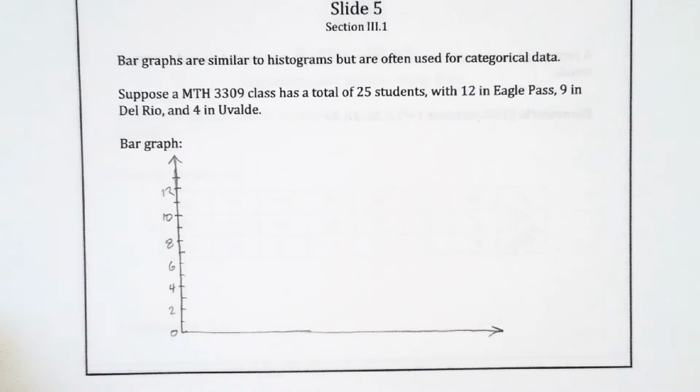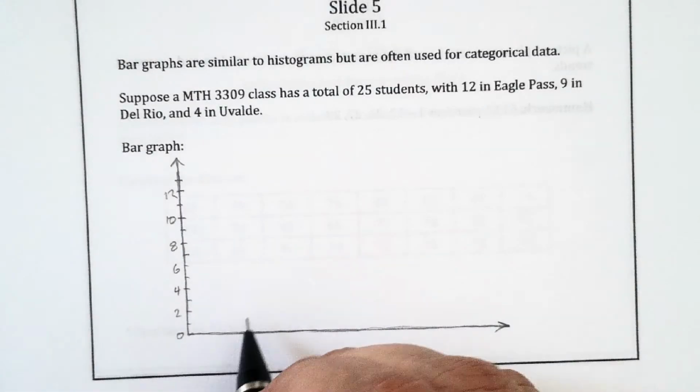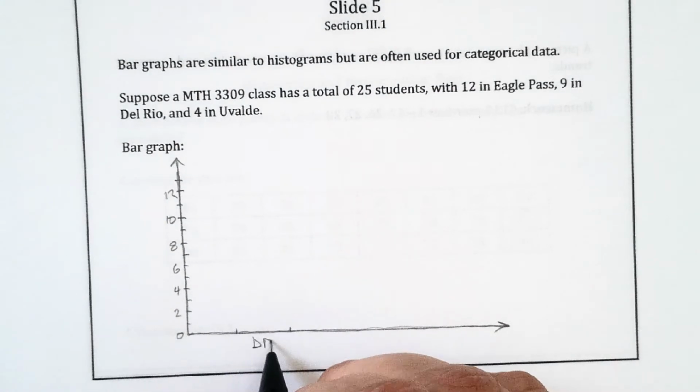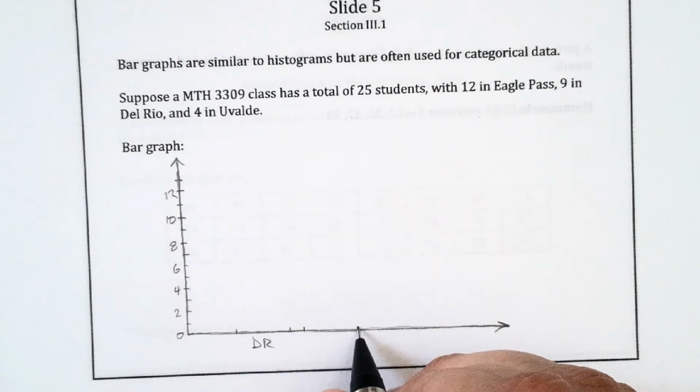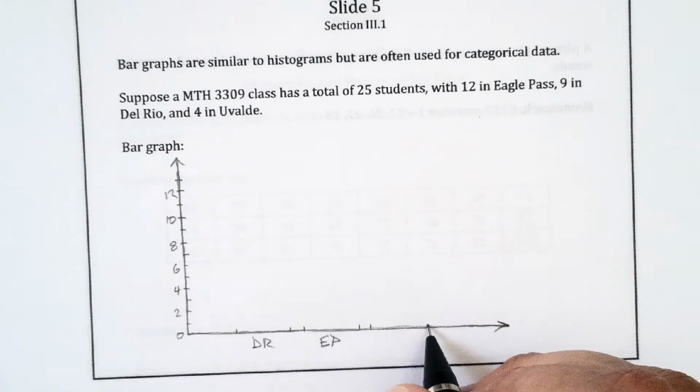And we don't have the same relationship between area and the data here because it's not numerical data. The area doesn't really have any significance. So, I can use separate bars if I want to. Del Rio, Eagle Pass, and Uvalde.